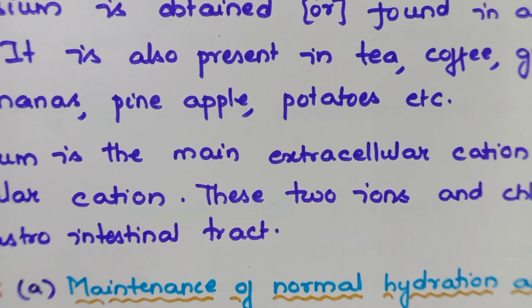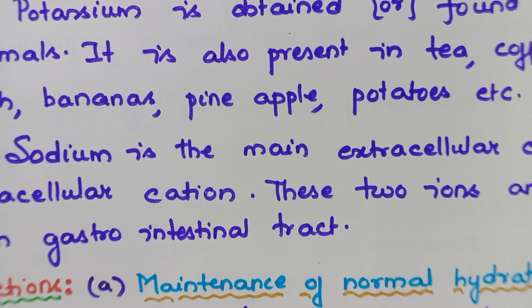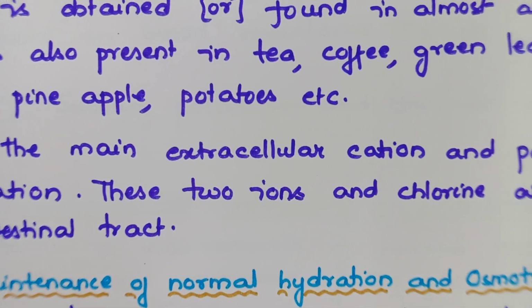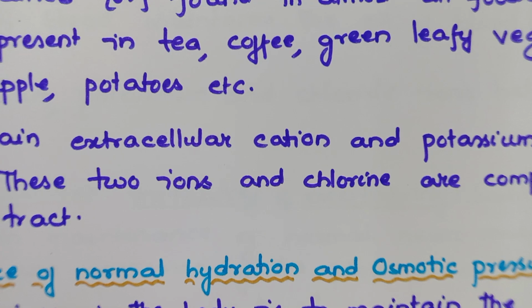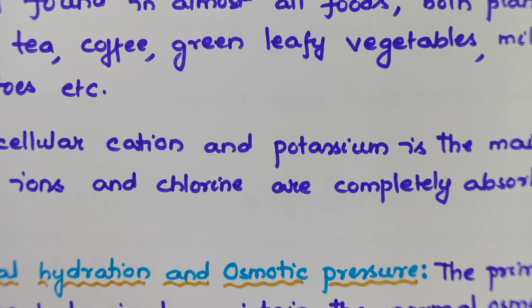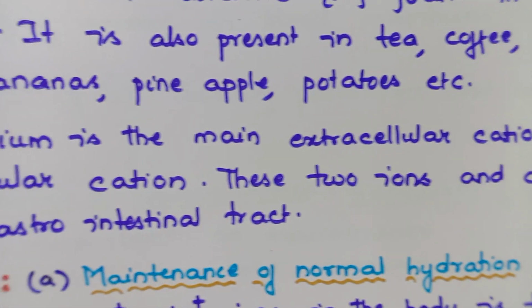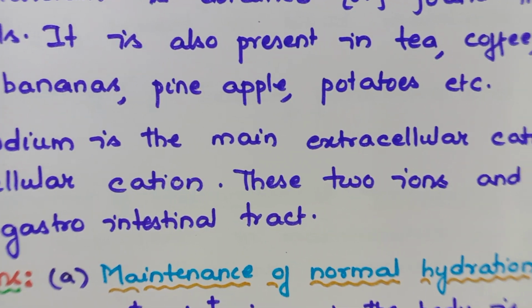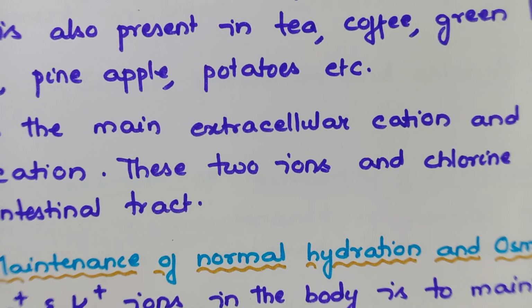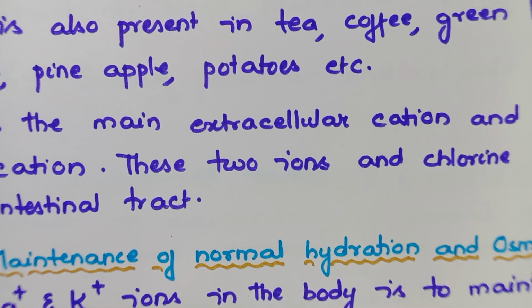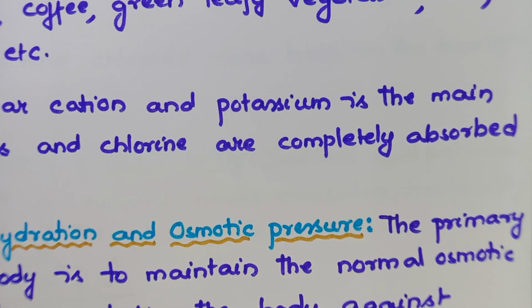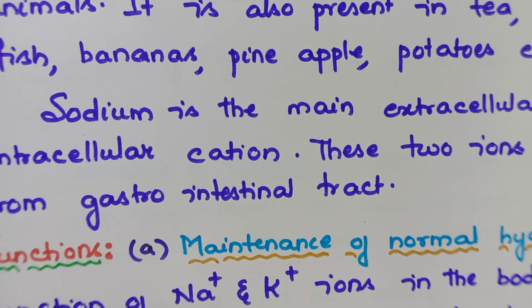Below that, mention: sodium is the main extracellular cation and potassium is the main intracellular cation. These two ions and chlorine, so sodium, potassium and chlorine, are completely absorbed from the gastrointestinal tract.